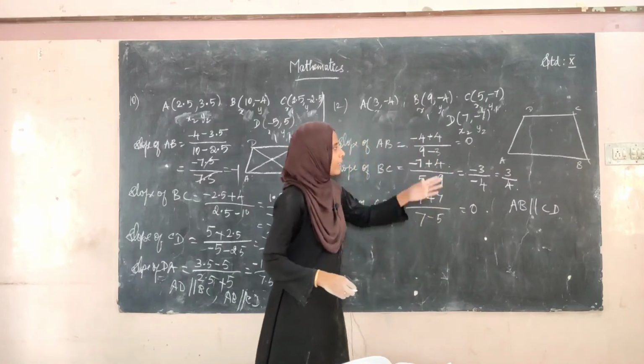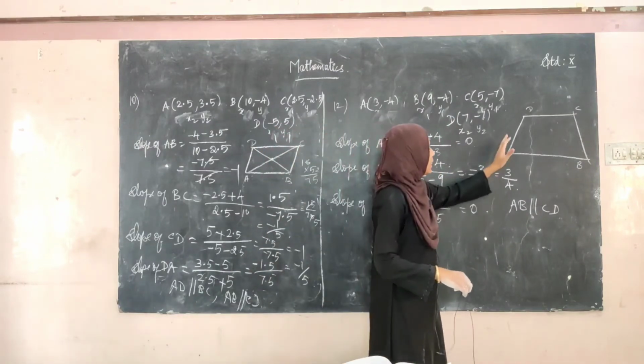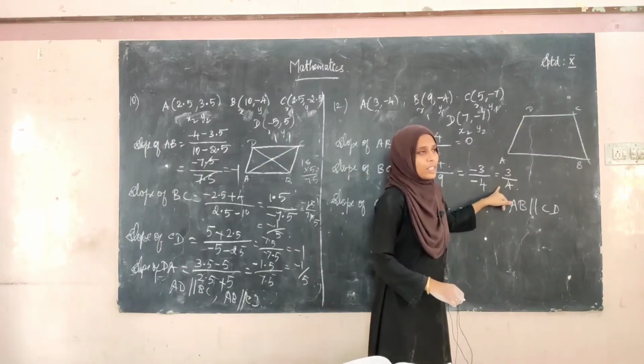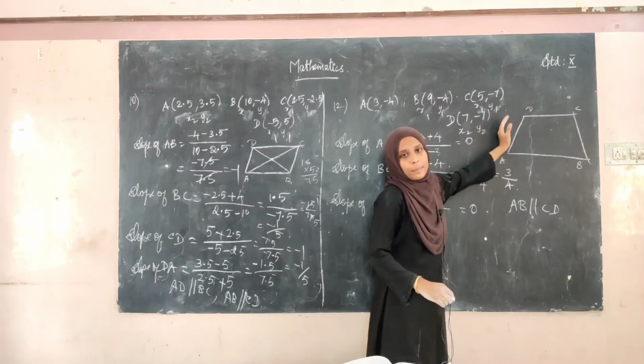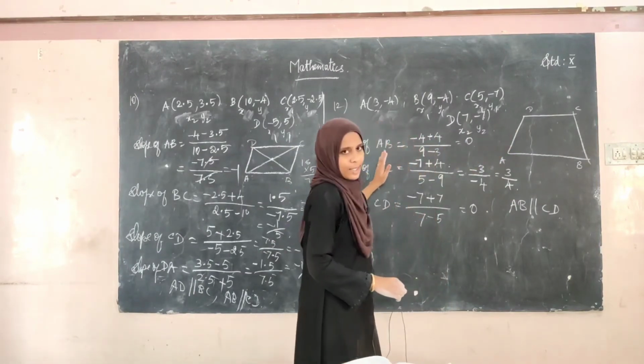Do you want to find the other one? You have to find it. Okay, if we get the same answer for AD, 3 divided by 4, then this is not a trapezium, it may be a rhombus or a parallelogram. So you have to check whether it is a trapezium or not.